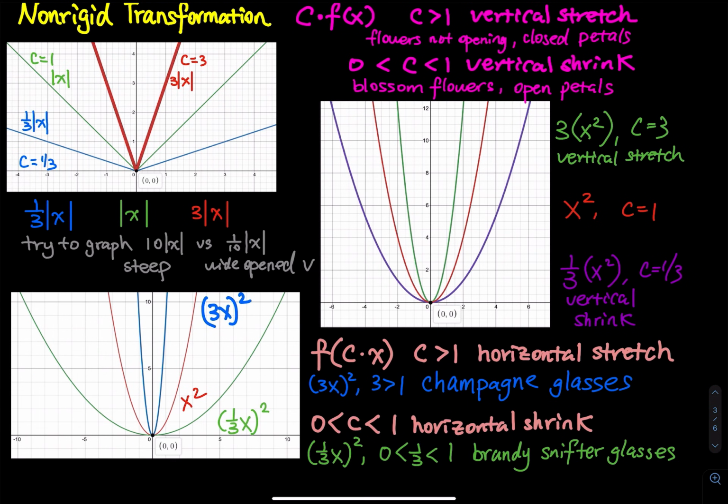And then when c is between 0 and 1, there is a vertical shrink. So c is 1/3, and 1/3 is between 0 and 1. I will just picture that as a brandy snifter glass versus a champagne glass. If you don't know what a brandy snifter glass looks like, look it up on Google.